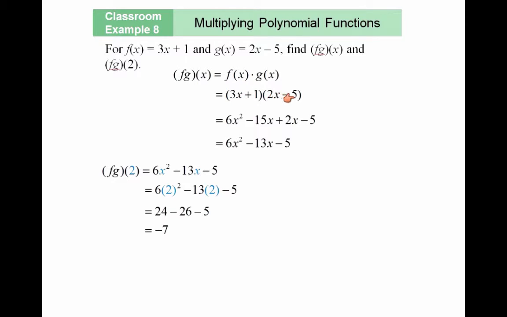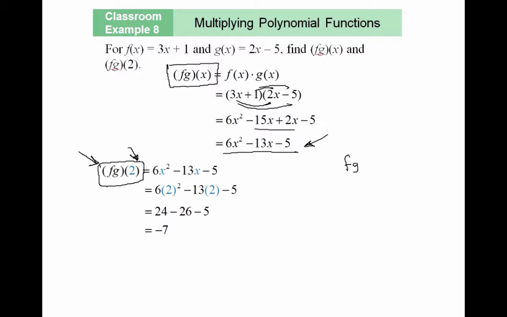So you have 3x plus 1 times 2x minus 5. We already learned how to multiply these. You can use the FOIL method, or just simply multiply term by term and combine like terms to get to this result. The middle term would add up to minus 13x. Now, if I have (fg)(2), and I already know what (fg)(x) is, all I have to do is substitute 2 for each x in this result. So I would take (fg)(x), which I already found, and to find (fg)(2), you replace every x with 2 in this function.